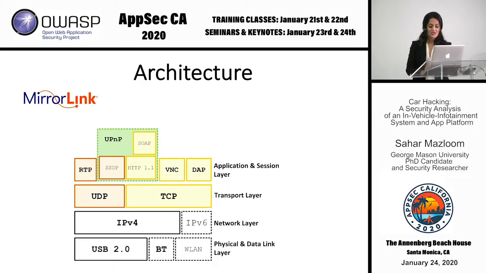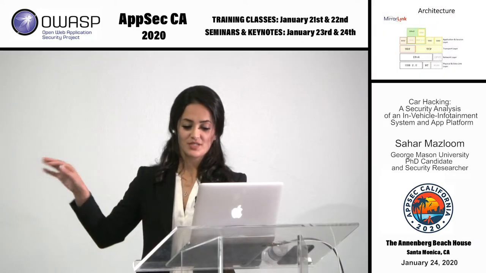So as the baseline, it uses USB 2, IP version 4, VNC. VNC is pretty cool because they're using it for mirroring the screen of the smartphone to the infotainment system. And also there is RTP, and Bluetooth is designed for audio streaming, and most importantly, it is using UPnP for network configuration.